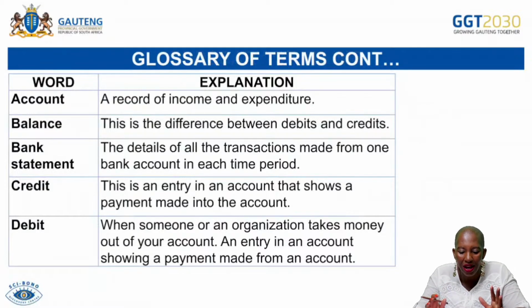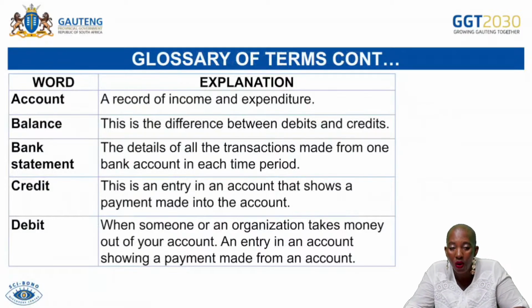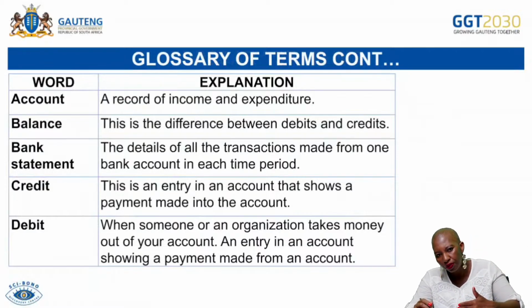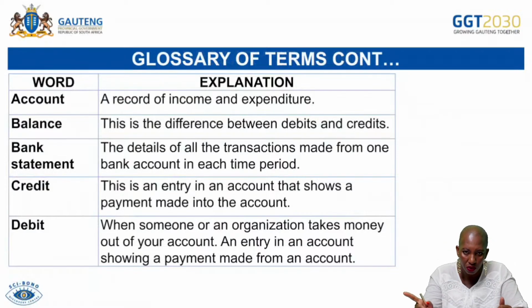So we are just saying an account is a record of income and expenditure, and then we have the word balance. What are we talking about when you talk about balance? With a balance, we say balance is the difference between debits and credits. Remember, I said with a bank account, the money comes into your account and then the money goes out.